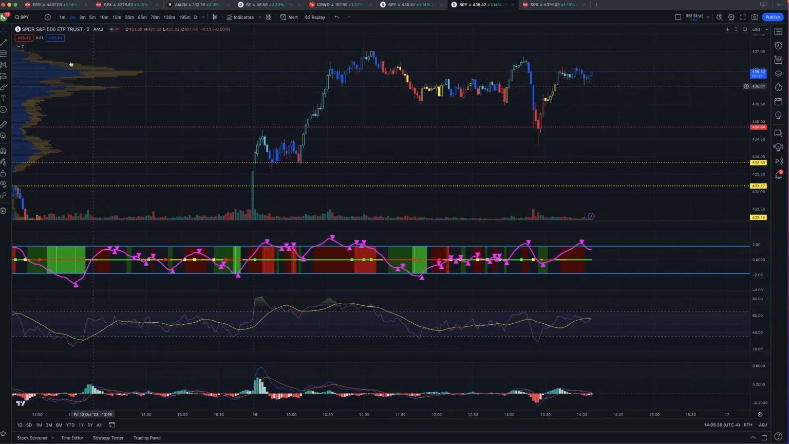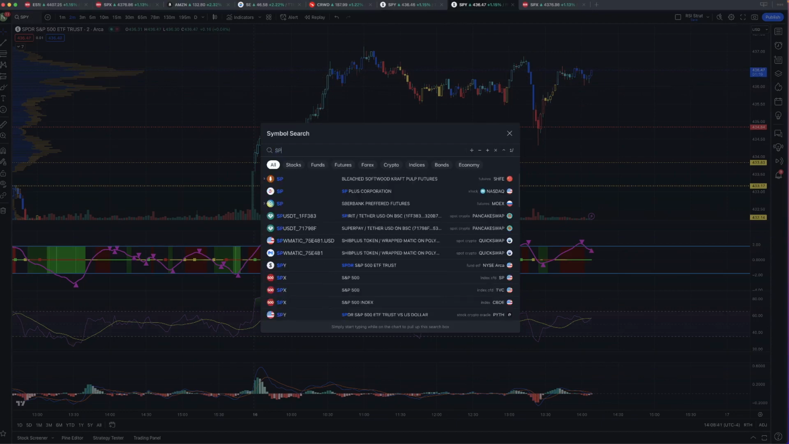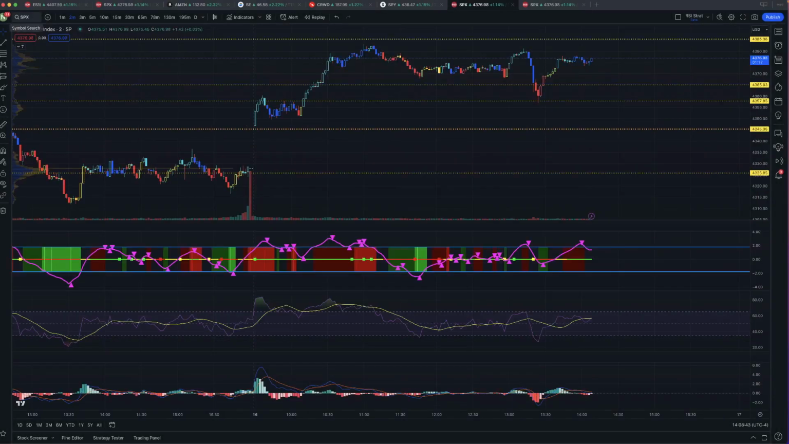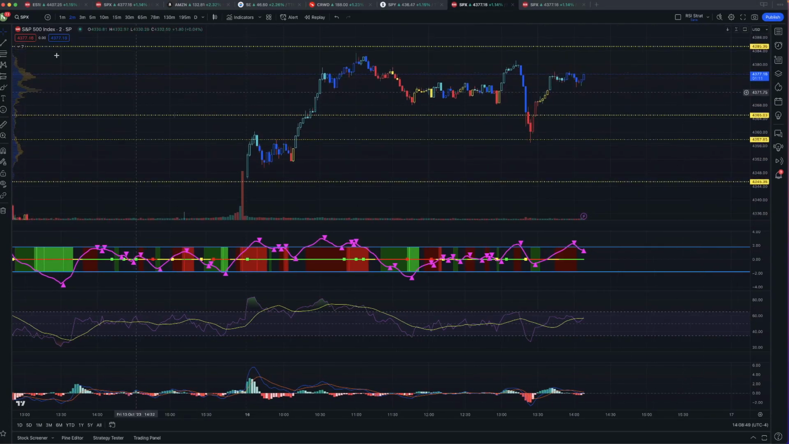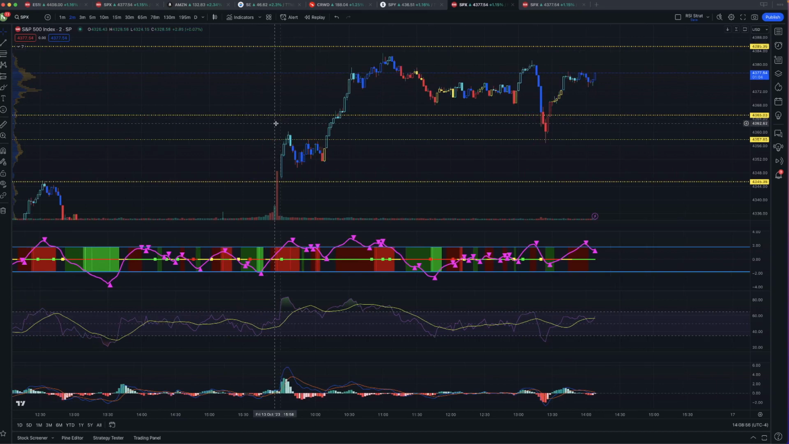Some people use the SPX and some people use the SPY. The SPX is going to be far more expensive per option contract, and it is basically a 1 to 10. So the SPY is essentially 10 SPX contracts. One SPX contract is 10 SPY contracts. So it's a 10 to 1 basically.